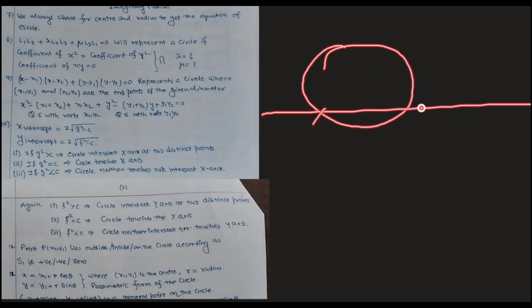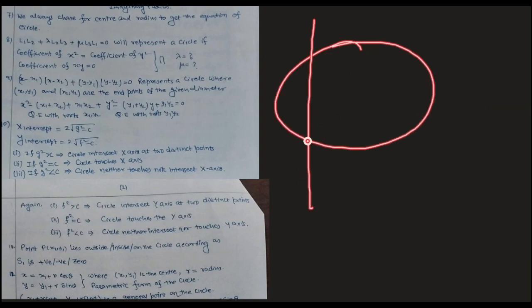Now what about the intercept? Suppose this is a circle and this circle cuts the x-axis at these 2 points A and B, then we call AB the intercept on the x-axis by the circle. And if the circle cuts the y-axis at the 2 points C and D, then this length we call the intercept on the y-axis by the circle.